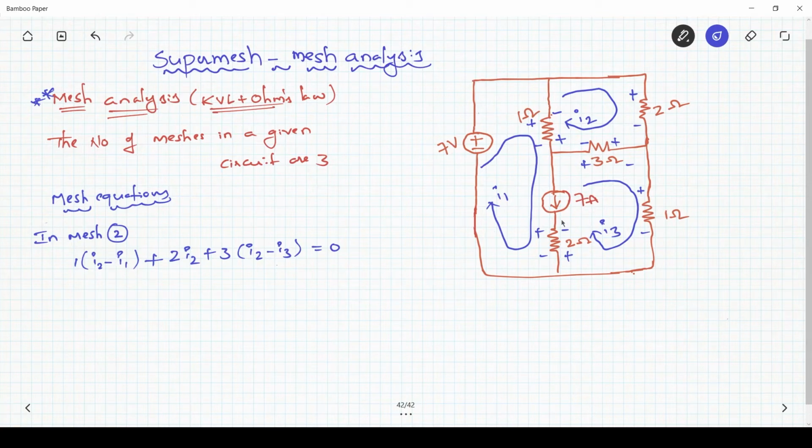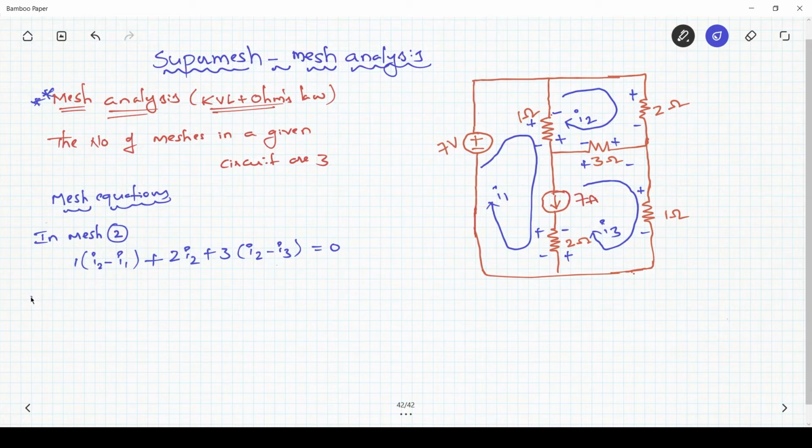Now come to our special case: here a current source is present between mesh 1 and mesh 3. So it is not possible to write the mesh equation in mesh 1 and mesh 3. The reason is we don't know the voltage across the 7 amp source. That's why it is not possible to write the mesh equation in mesh 1 and mesh 3.